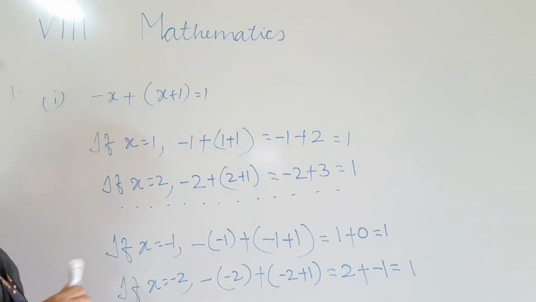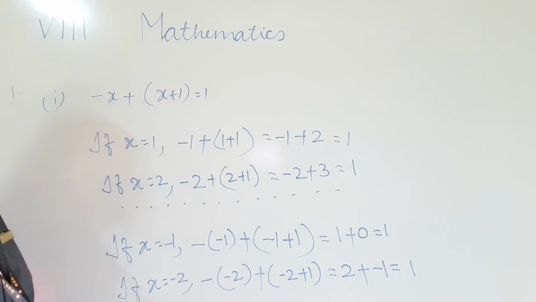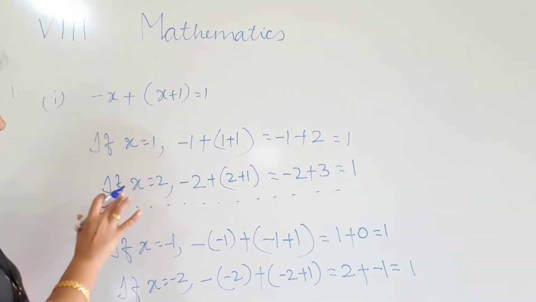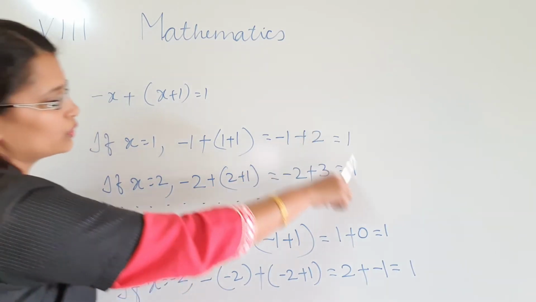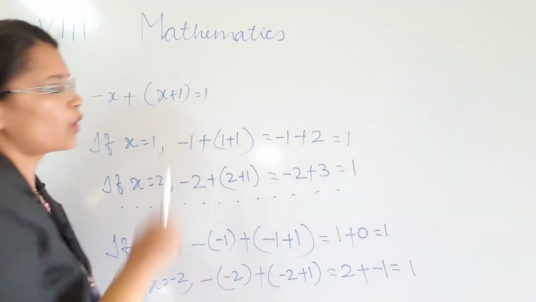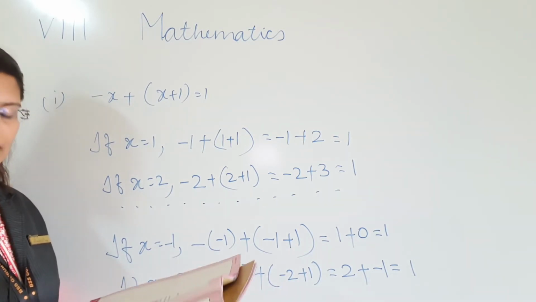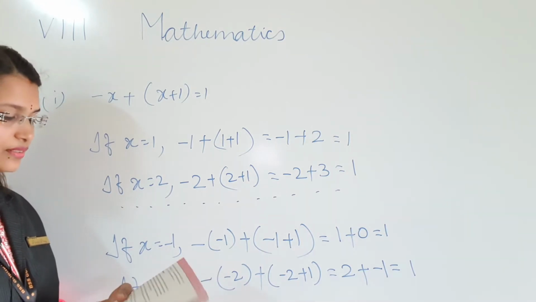Is this clear, children? Then x is equal to minus 3, minus 4, minus 5 also there. Those 3 you have to do. Here also 3, 4, 5. Here also minus 3, minus 4, minus 5 you have to do. Is this clear, children? Everywhere you will get the answer 1 only. Okay. In this, second and third questions are there. Do those two questions as homework.